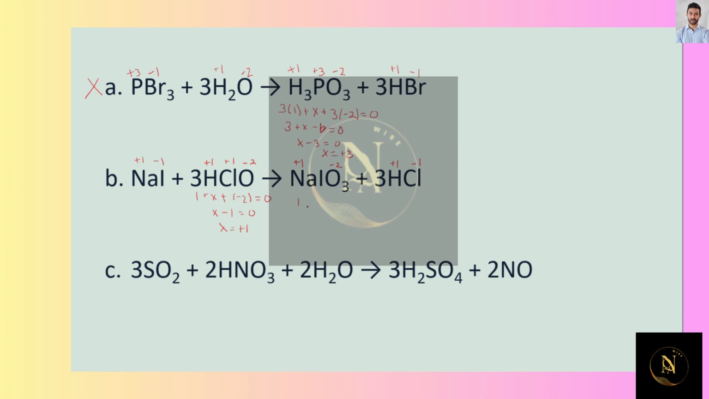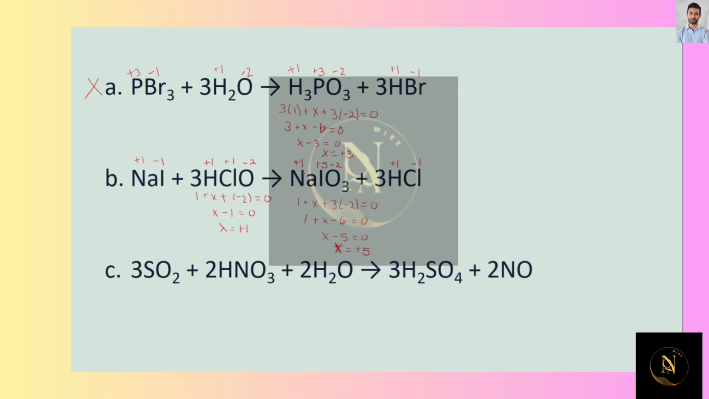So I have 1 for sodium, plus an X for iodine, plus 3 times the -2 for oxygen equals 0. So 1 plus X minus 6 equals 0. X minus 5 equals 0. Oxidation number on iodine must be +5. So a +5 here. So what's changing oxidation numbers?